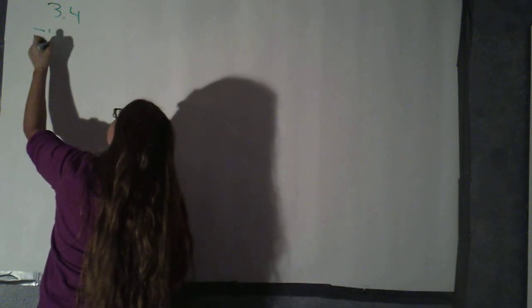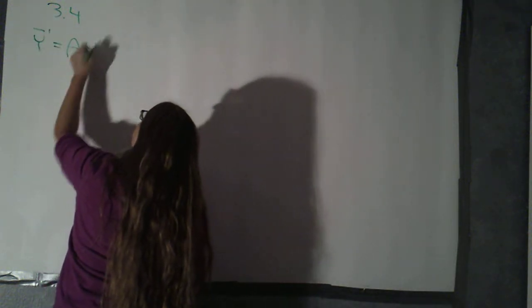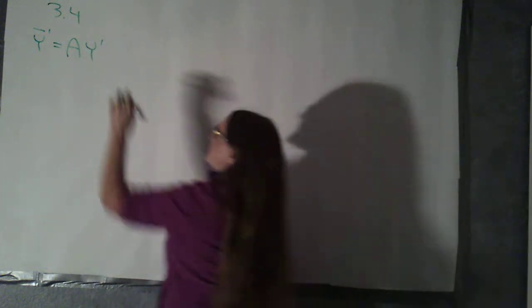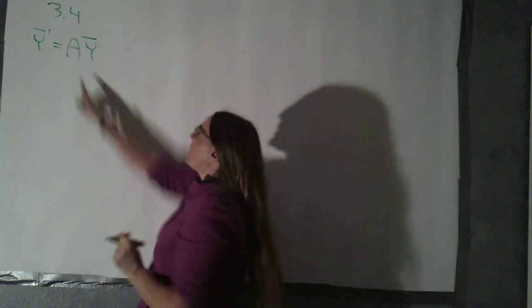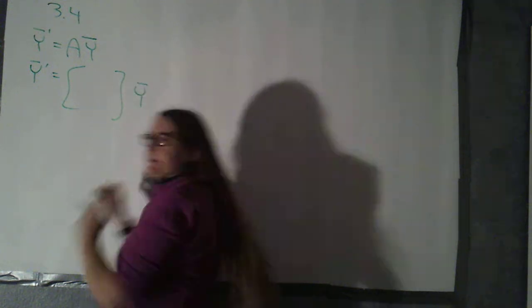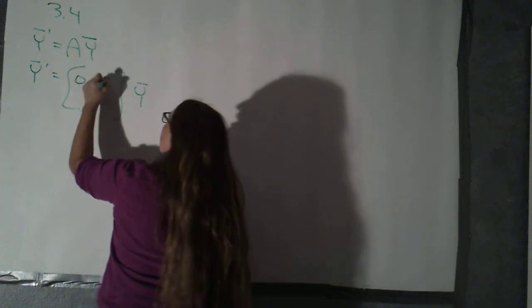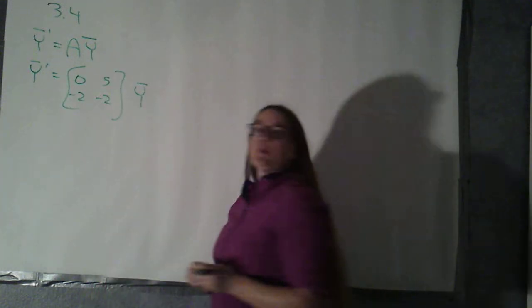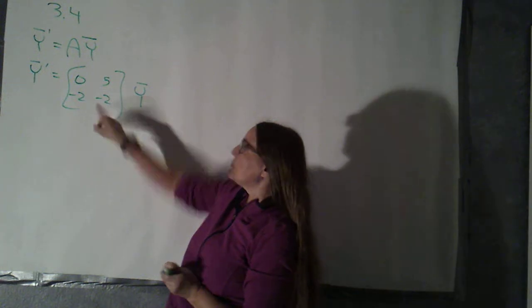So, hence the videos. Okay, so we're looking today at section 3.4. Before the break, we were looking at linear systems of the type y prime equals A times y, where A was a real valued matrix. A nice example of this is y prime equals the matrix with rows 0, 5 and negative 2, negative 2, times y. So this is my A right here.